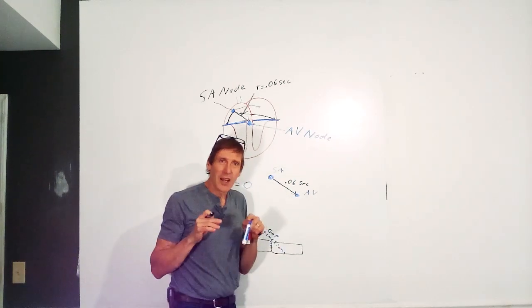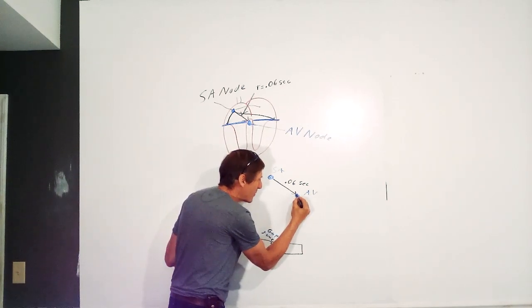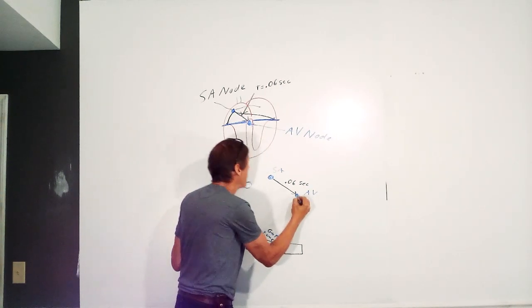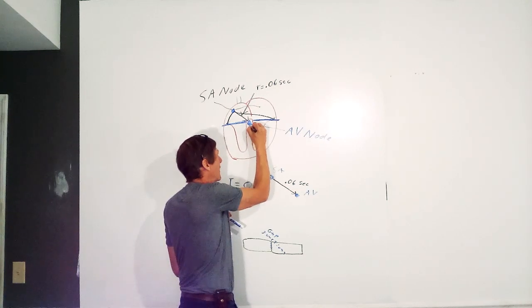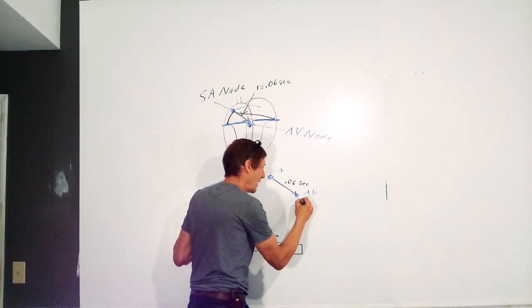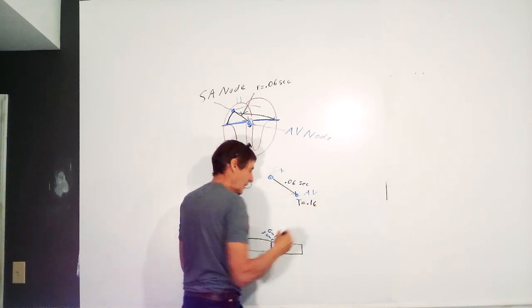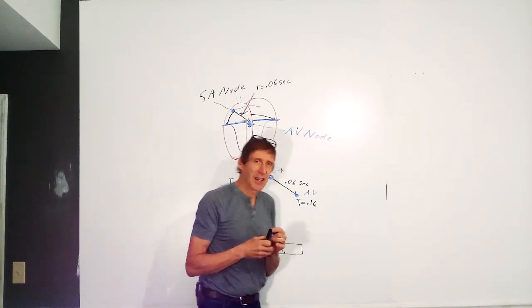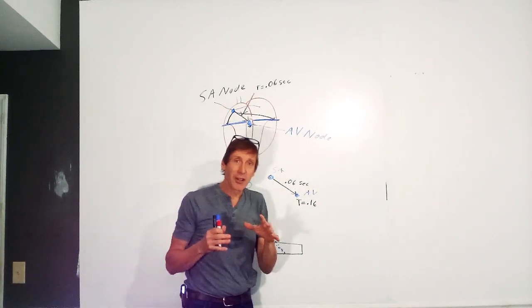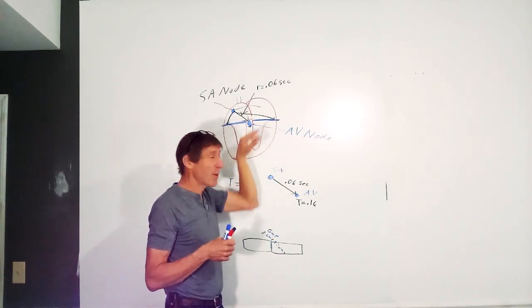Once that impulse reaches the AV node, it takes another 1/10 of a second, 0.10 of a second, to wind its way through these cells of the AV node. Small diameter cells, really low conduction velocity, which means by the time the impulse exits the AV node, it's been 0.16 of a second. So the SA node fires and the impulse sweeps through the atria, but then the impulse gets delayed or held up in that AV node for another 1/10 of a second. So it's going to be 0.16 seconds before that impulse makes it to the ventricles.